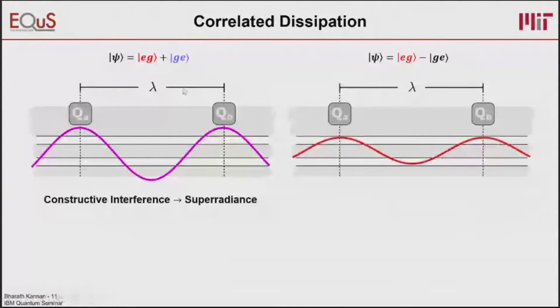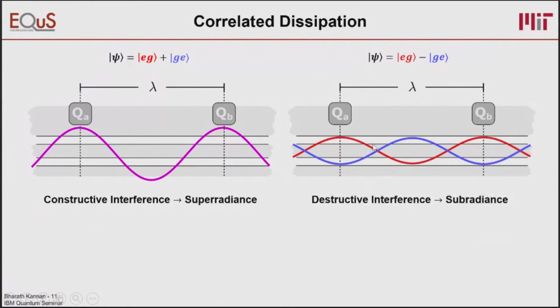You can also consider the opposite case, where now the 2 qubits are initialized into this antisymmetric entangled state, so EG minus GE. And again, this first qubit, if that's the one doing the emitting, will have a photon come out that looks something like this. But because of this minus sign in this state, if the photon is emitted from the second qubit, it's going to come out with the opposite phase. And so now we actually get destructive interference between the photons being emitted from these two qubits. And this leads to a phenomenon known as subradiance. So it turns out that this state actually decouples from the waveguide and will not emit into the transmission line if you're able to prepare it.